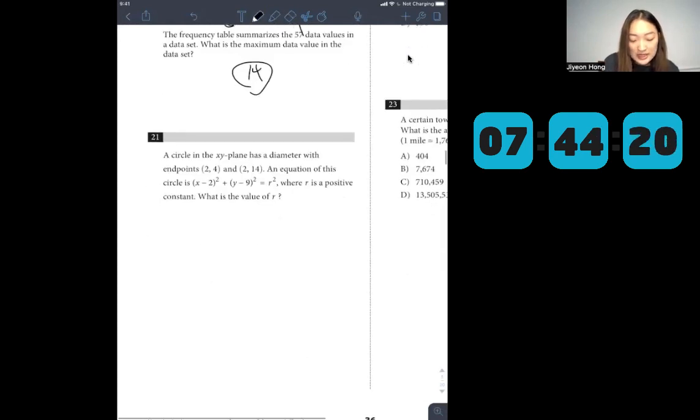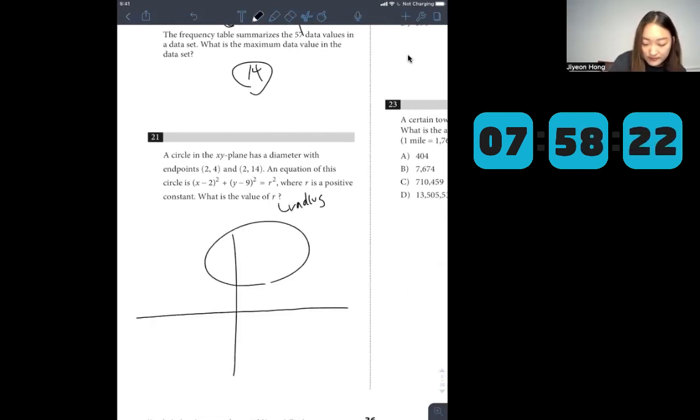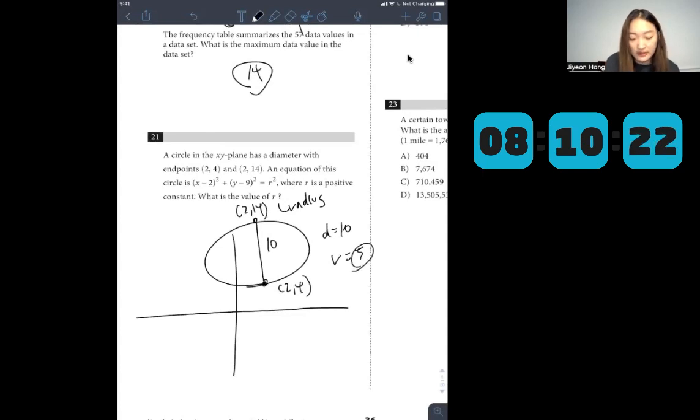Number 21, a circle in the xy-plane has a diameter with endpoints (2, 4) and (2, 14). An equation of the circle is this, where r is a positive constant. What is the value of r? This is looking for a radius. So if I draw it out really quickly, we get (2, 4) and (2, 14). Based on our y values, we can figure out the diameter is equal to 10. Therefore, the radius would be equal to 5.